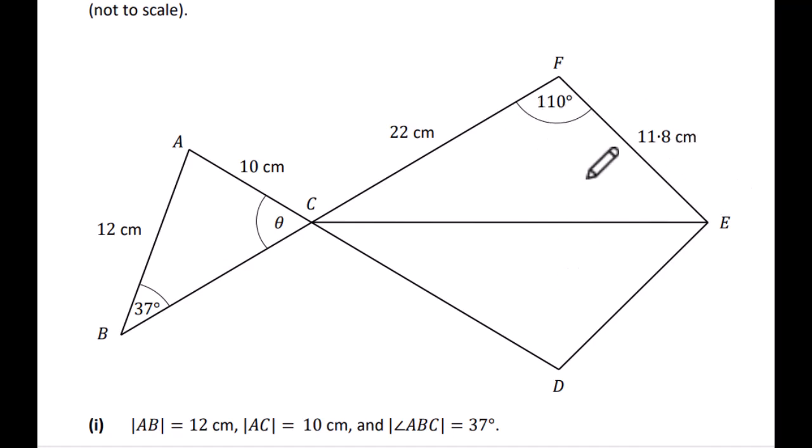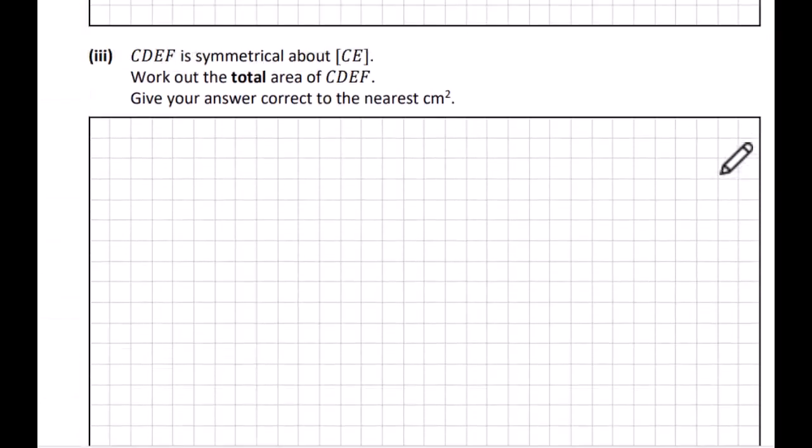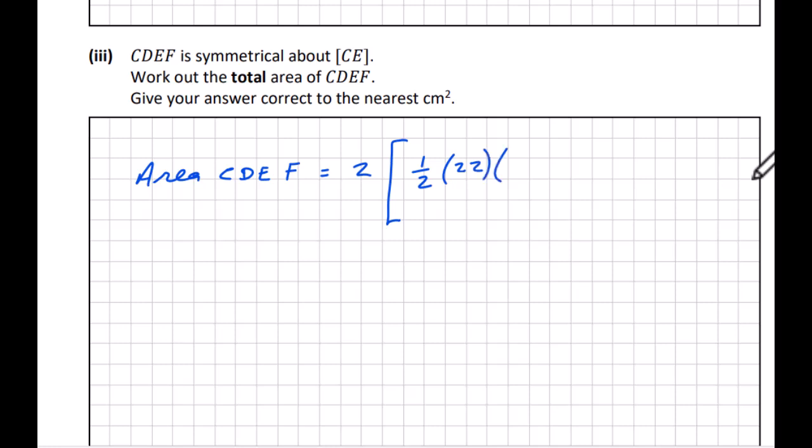Again we have two sides and an enclosed angle, so the other thing you can do with that is find the area of a triangle. So it's going to be half of 22 multiplied by 11.8 sine 110 degrees. So the area of CDEF is going to be twice half ab sine C. So it's going to be half a, which was 22, b, which is 11.8, and then sine of 110 degrees.